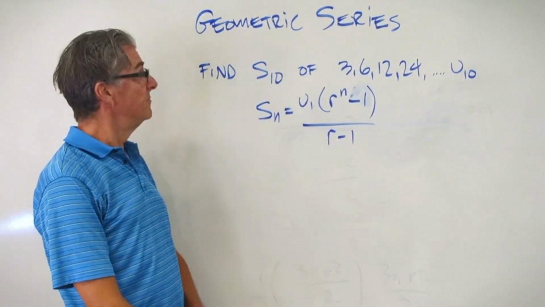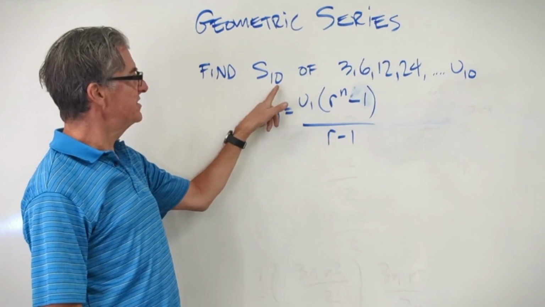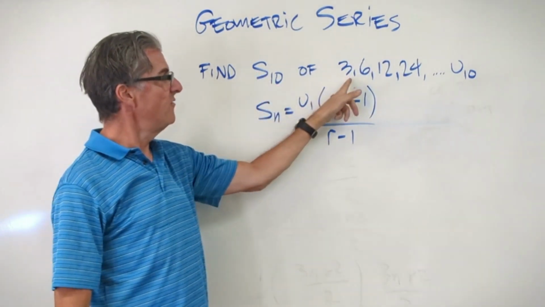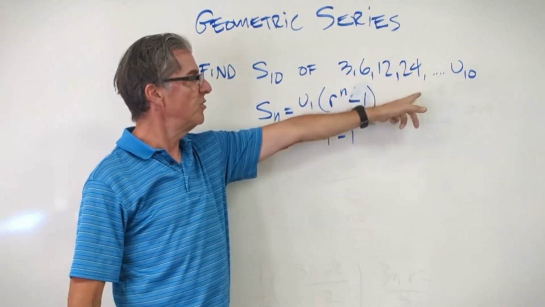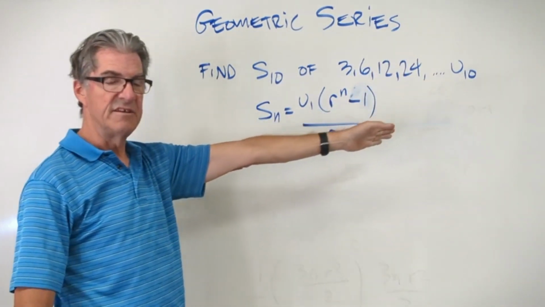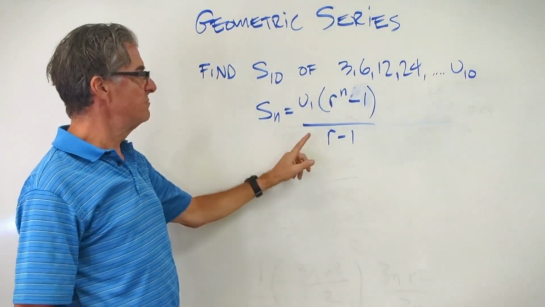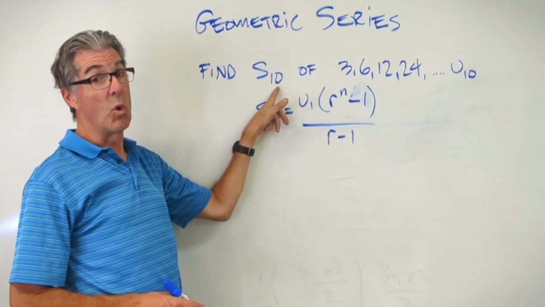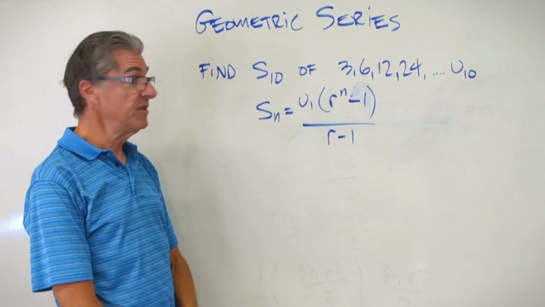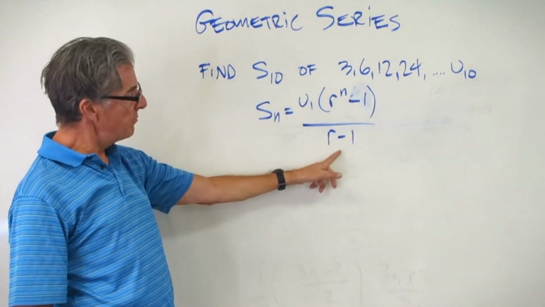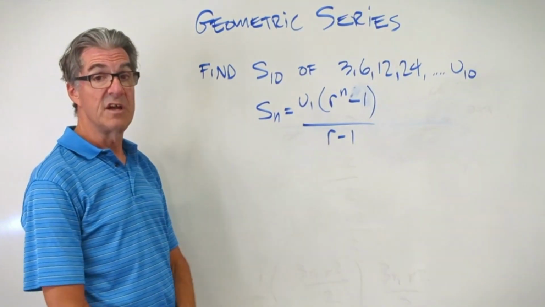Let's do a problem. Here we go. Find s sub 10. That means find the sum of the first 10 terms of this sequence, 3, 6, 12, 24, all the way up to u10. Now, of course, you could figure out all the 10 terms and add them up, but this is much quicker. Plus, I could have said S100, and you would just definitely want to use the formula. So go ahead, pause the video, do your plug-in step for this function, and then come back.